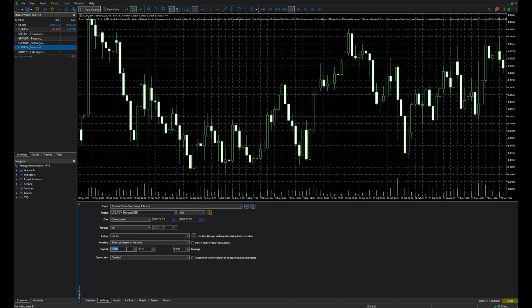We are running a 10,000 euro account with a 1 to 500 leverage. This can also be lower. And we are always risking 100 euro per trade. So that means that on every trade, we risk 1% of the account.